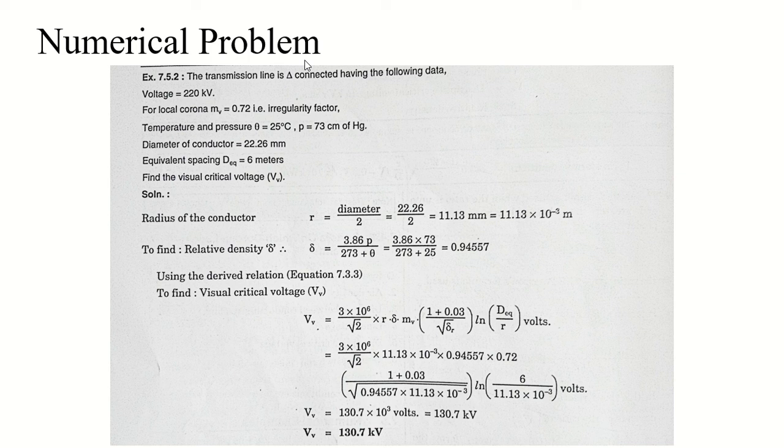Once you acquire the value of relative density, you need to find the visual critical voltage. And what will be the visual critical voltage? It will be equal to this formula: 3 into 10 raised to 6 divided by root 2, R delta MV, into the bracket 1 plus 0.03 under root of delta R, ln DEQ by R, volts. And you know the value of R, the value of delta, the value of MV, and the value of DEQ. So now that you know all the values, you simply have to calculate the visual critical voltage, and when you do so, the answer will be 130.7 kilovolts.